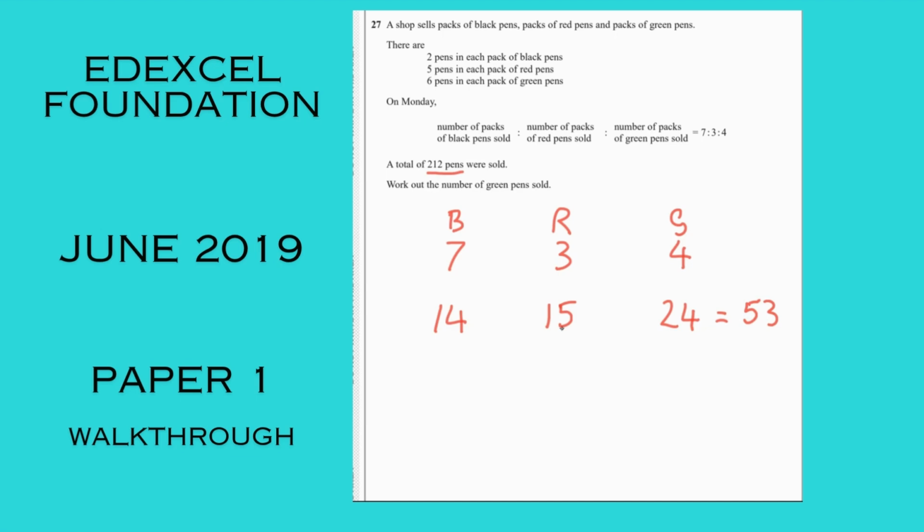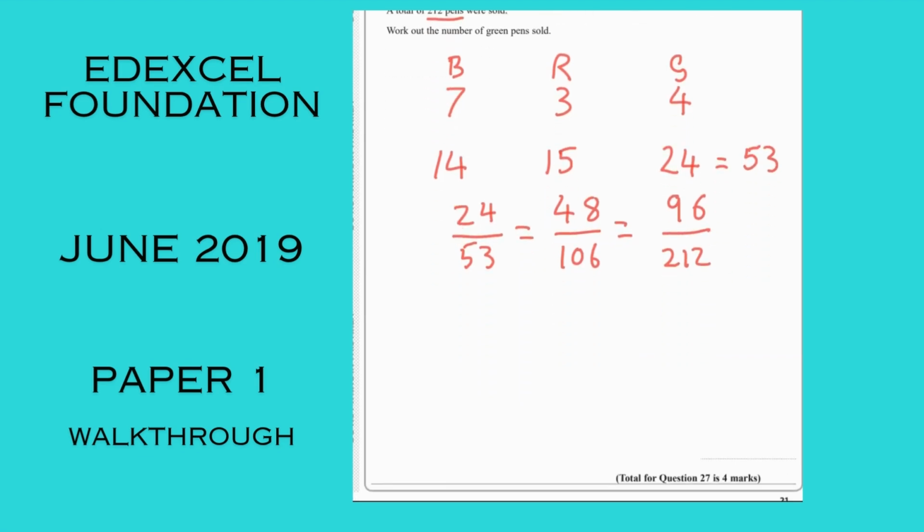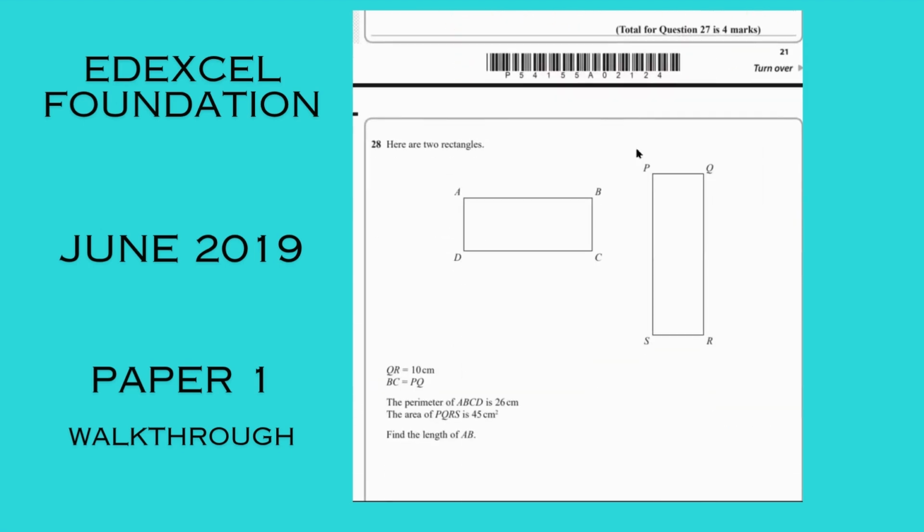But hold on, it's because the number of greens, there's 24 out of 53. Look what happens when you double. That means there's 48 greens out of 106. And if we double again, there's 96 out of, oh look, 212. So how many green pens are there? Exactly right, 96 out of the 212 pens are indeed green. On to the next one.